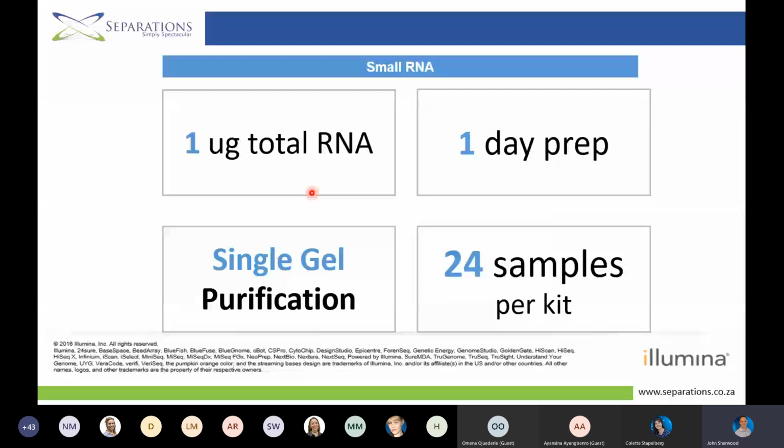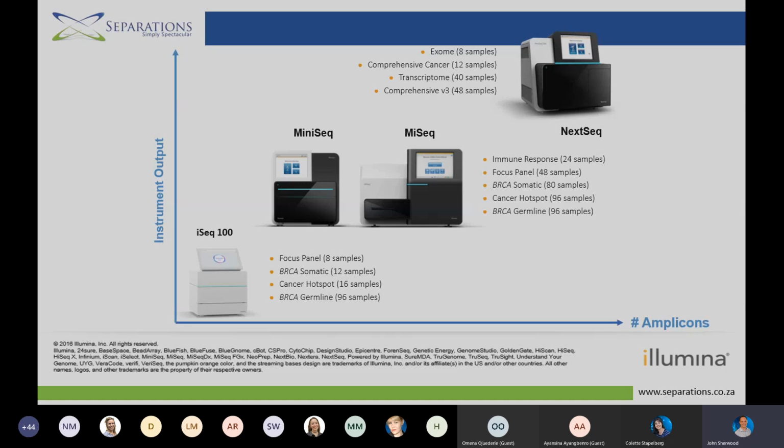Right, so the simplified workflow basically just means that you need only a single gel purification. You've got 24 samples per kit, and you're looking at a total of 1 day prep. So this is much easier than handling small RNAs or microRNAs, for example, in a PCR-based environment, and you get far more data out of the same amount of sample. In fact, it'll take you far less time as well to get a lot more data.